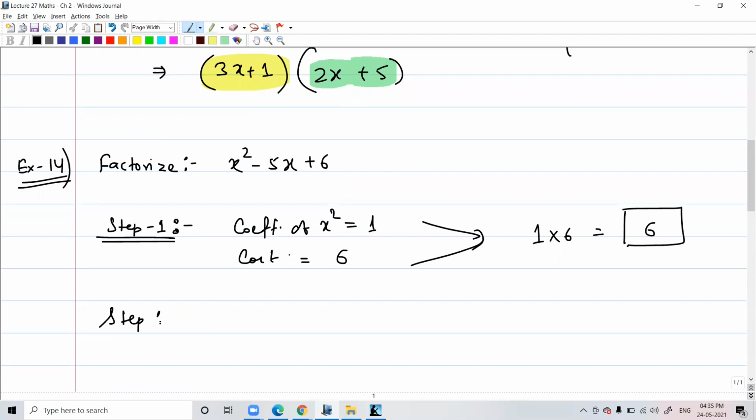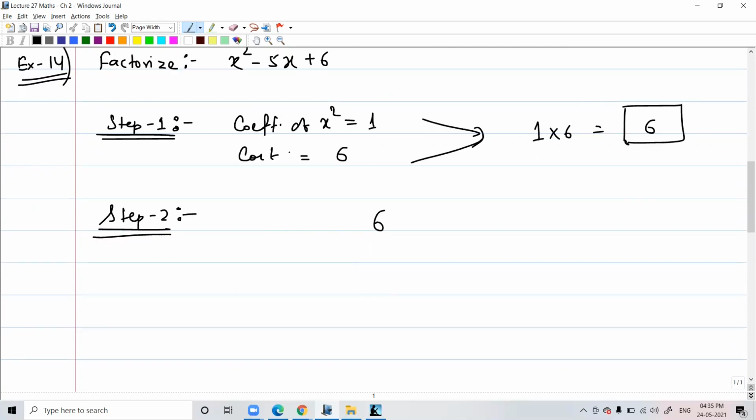In step 2, what do we have to do? Then you have to see the number. Whatever number we got in step 1, we have to take that and factorize it. Find the factors of this number. 1 and 6. Like this. 2 and 3. 6, sir. 1, 6, 2, 3. And minus 2 and minus 3 also, sir. Okay, this is the second step.